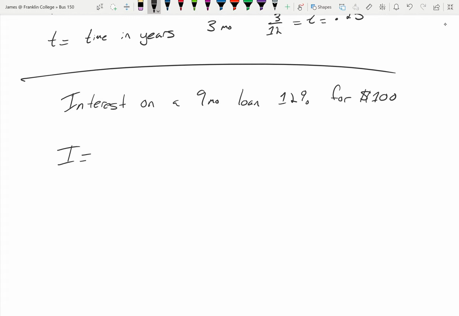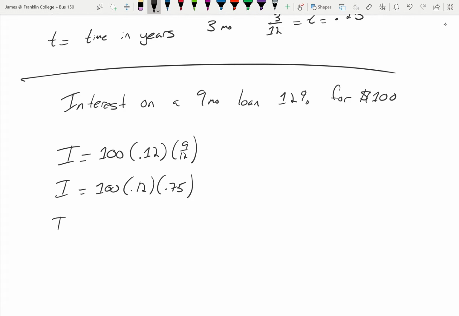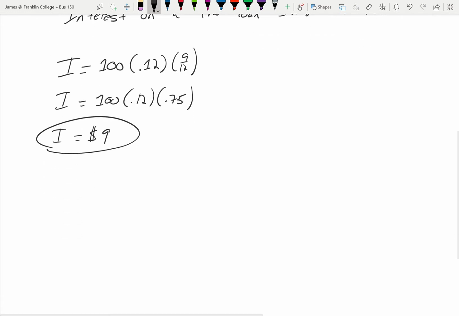So I equals 100 times 0.12 times 9/12. Alright, so look at the 9/12. We can simplify this. That's 0.12 times 0.75. Plug that into our calculator, and we're going to get I equals $9. So this is what we call the interest charge on the account for borrowing $100. So the cost of borrowing $100 is $9.